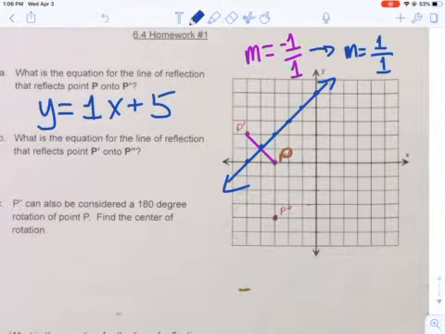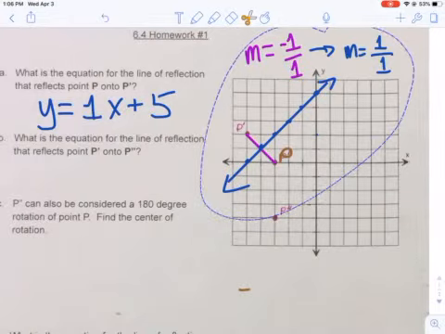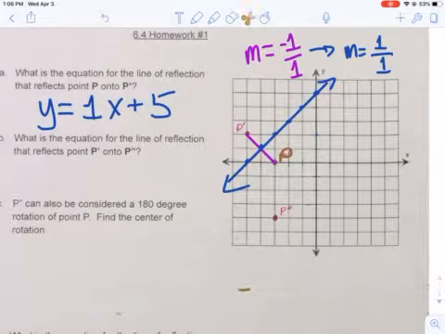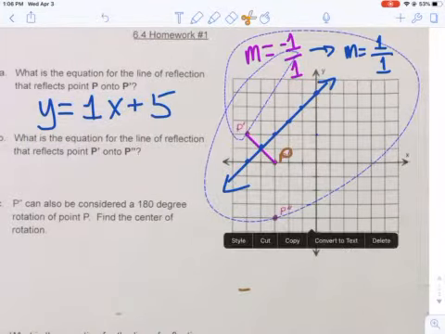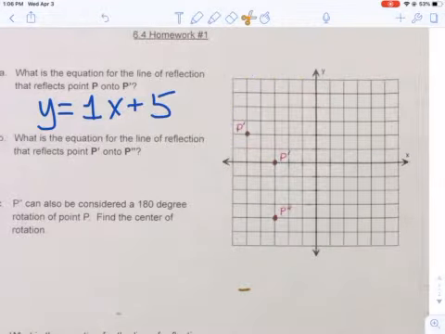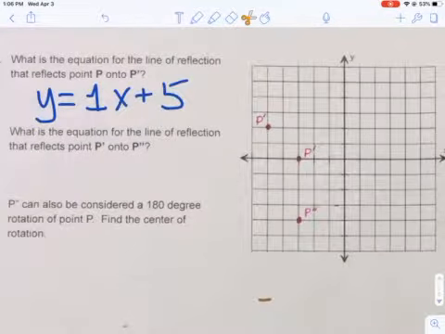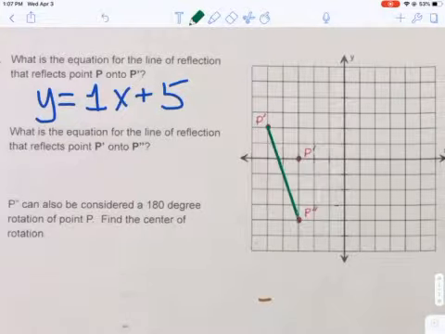Now they're asking, what is the equation for the line of reflection that reflects points p prime and p2? I'm going to do this in green. I'm going to get a lot of lines going on here, so try not to get too lost. What I might even do, now that I've done this, is get rid of it to make it a little easier, so we don't have as much to wade through. Alright, so now I'm just going to deal with P1 and P2. I'm going to draw my line.